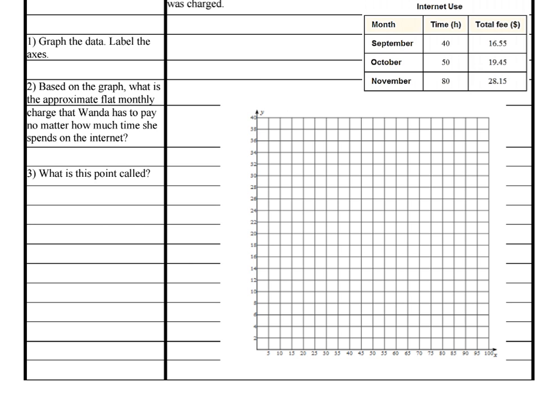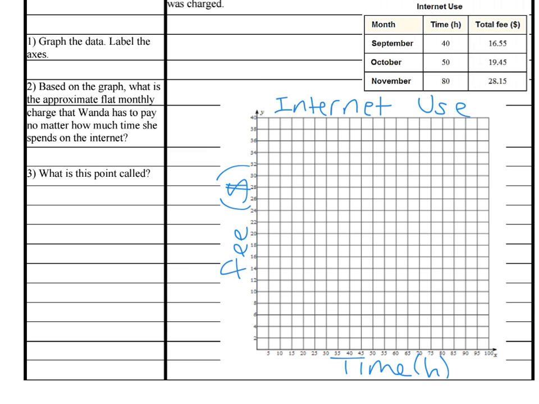So let's start by putting a title at the top, internet use, and then label the x-axis and the y-axis. So the x-axis I will label time. Specifically, it's in hours, and then the y-axis will be the fee in dollars. Now we need to graph the points, so x and y, because that's the axes they're on.